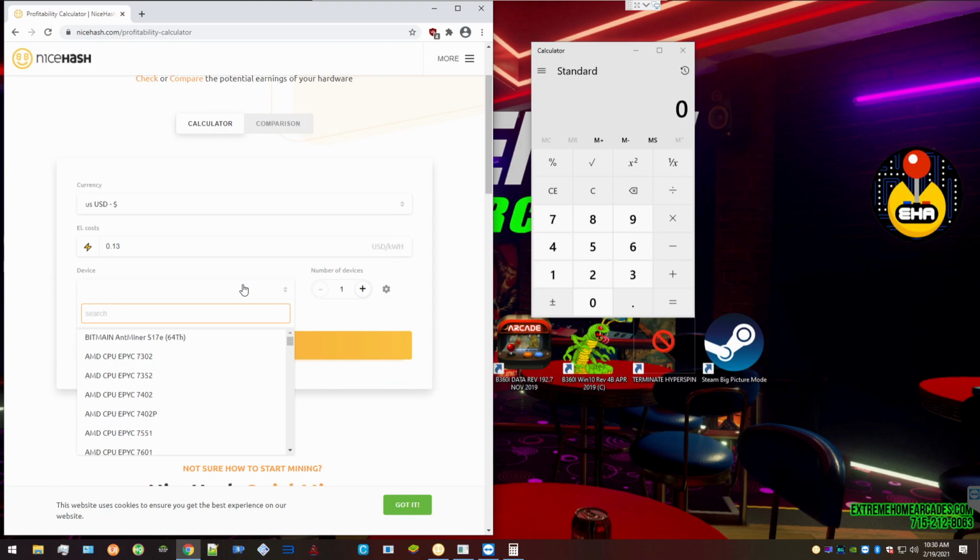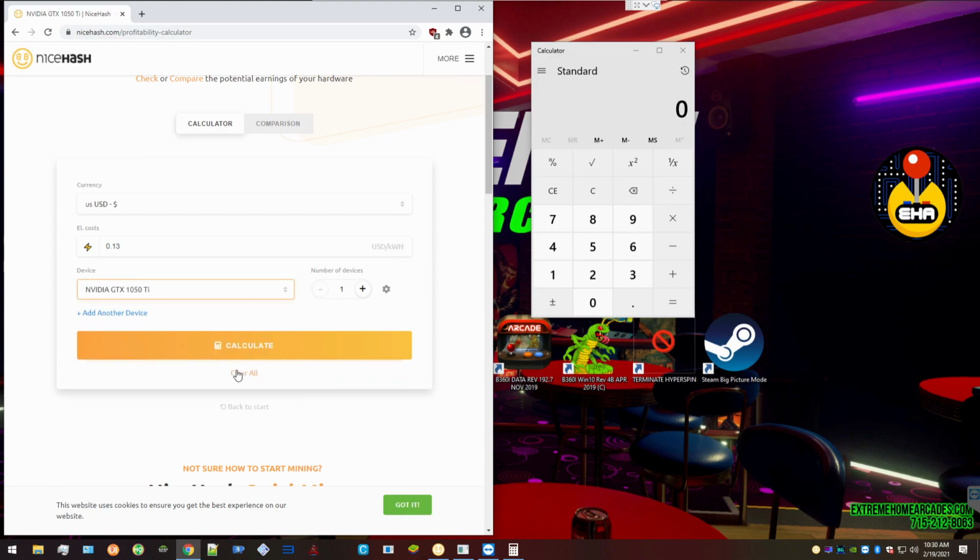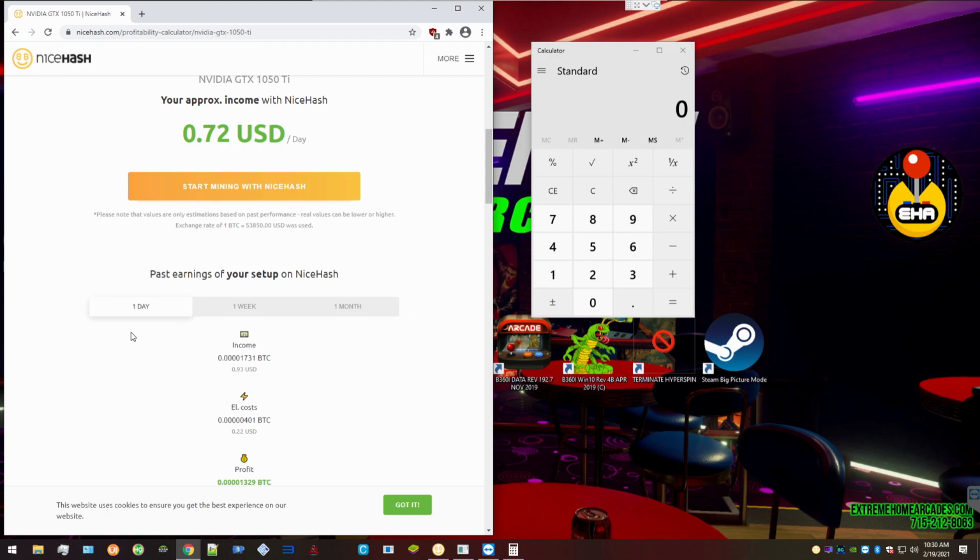The average MegaCade, I'm going to say, has a 1050 Ti. I know some of you have 1050s and maybe lesser. And I know a lot of you have been upgrading to the 1660. I'll show you what that looks like in a second. But worst case scenario, you've got a 1050 Ti, and let's see what that does per day. So that's 72 cents per day. That changes your calculation a little bit.